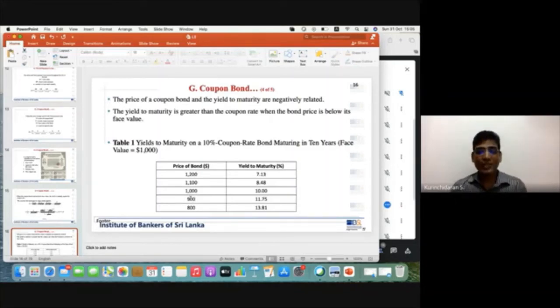So now when the price is going down, your yield will be going up. So they are negatively related. That's what the second sentence says: the yield to maturity is greater than the coupon rate when the bond price is below its face value. Now you can see 900, 800. When the price is below the face value, your yield will be more than your coupon rate.